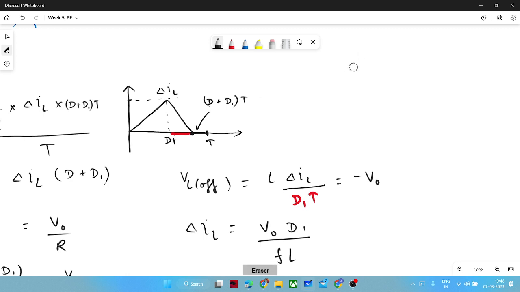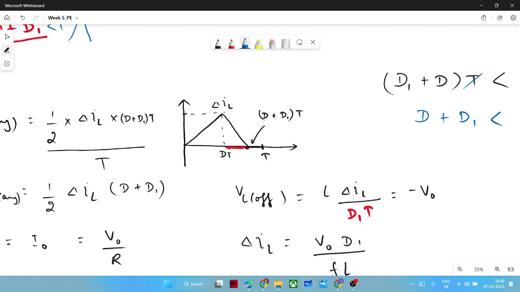T is higher, right? Yes, sir. So I can write d plus d1 into t is smaller than t, right? Yes, sir. This is okay. So d plus d1 is less than 1, right? Yes, sir. It is also fine.